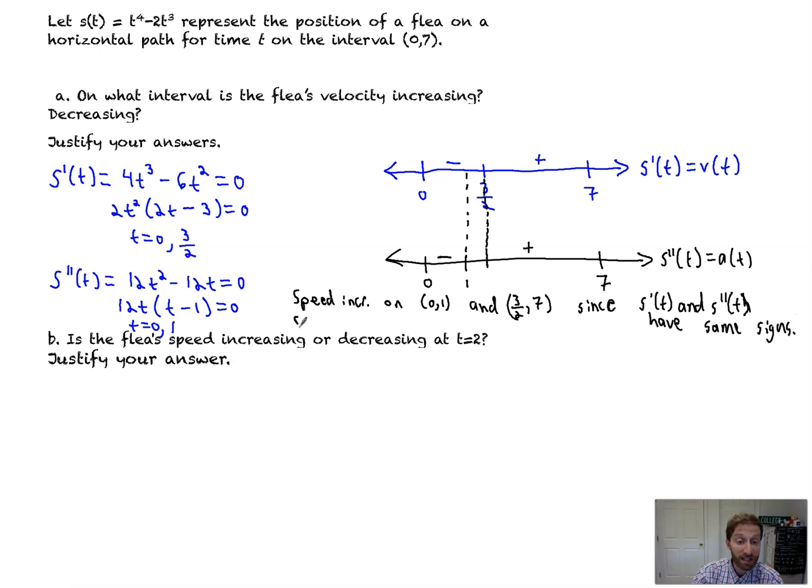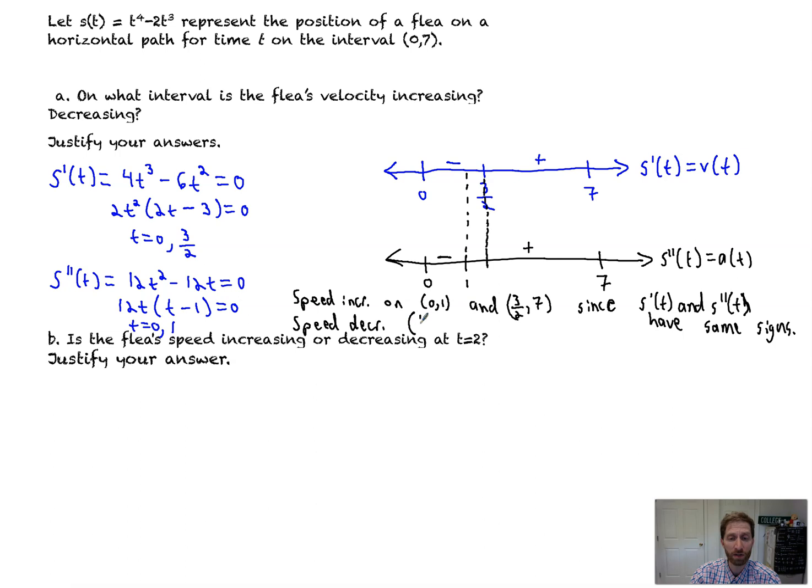Okay, speed is decreasing. Where is it decreasing? Well, let's take a look. It's going to be decreasing where the signs are opposite. Well, we've already kind of taken out most of everything else, but here, velocity is negative, and here, acceleration is positive. It's positive from 1 to 7. So it's between just 1 to 3/2.